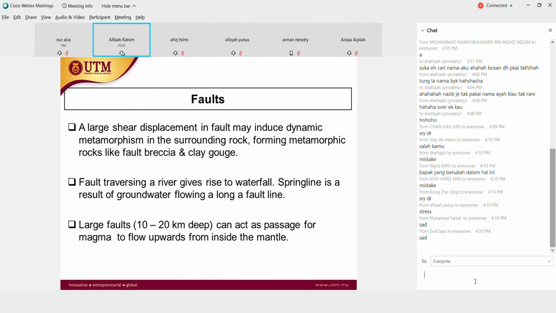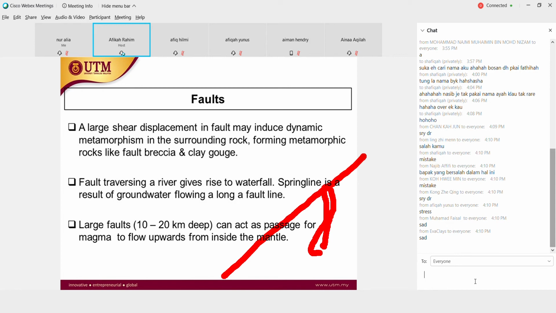Okay. The large shear displacement in a fault may induce dynamic metamorphism. We discussed earlier that when there's a volcano, there's a major fault coming through, and the magma can transform the neighborhood rock into metamorphic rock, and then things like fault breccia and clay gouge. Gouge means it looks like conglomerate. There are a lot of minerals and rocks all together in one place.